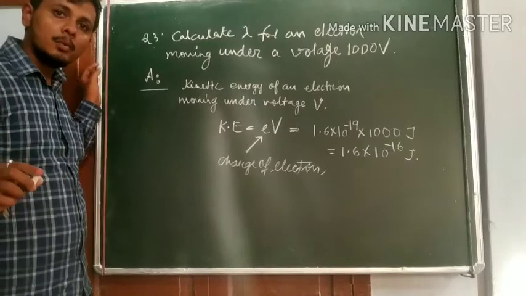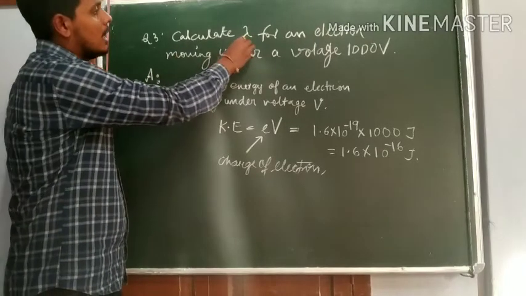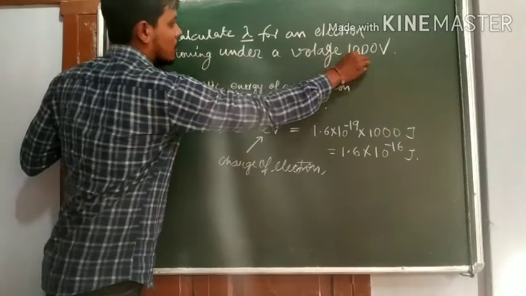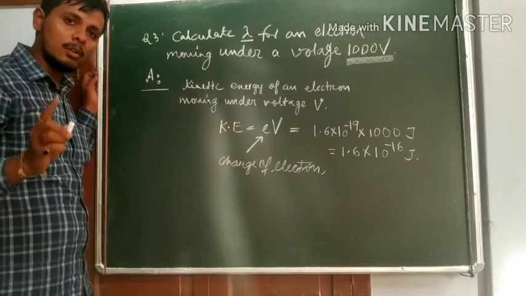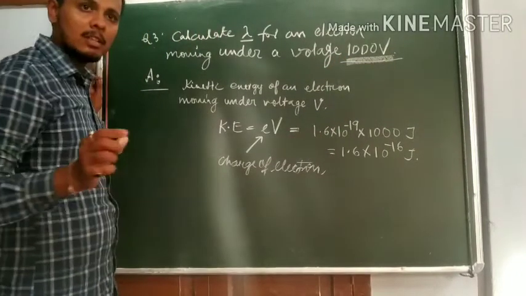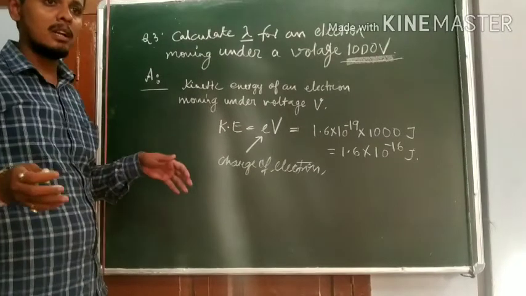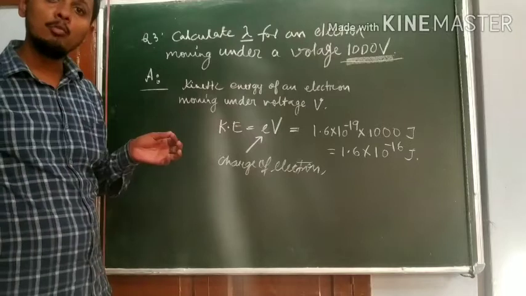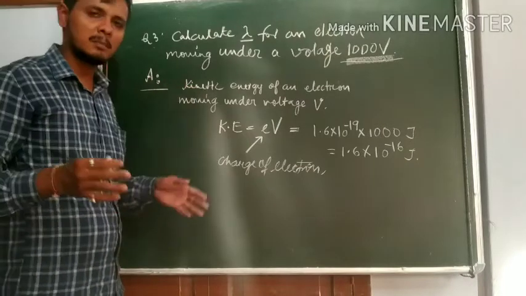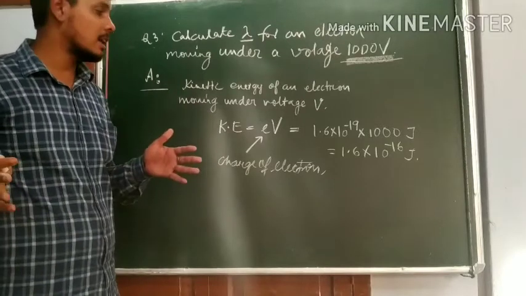In the third question, it is asked to calculate lambda, that is wavelength, for an electron moving under a voltage of 1000 volt. So there is an electron that is moving under a voltage of 1000 volt. When we apply a voltage to a charged particle, the charged particle will move. That means when a voltage is applied to a charged particle, the electron, and it moves, kinetic energy will be generated.